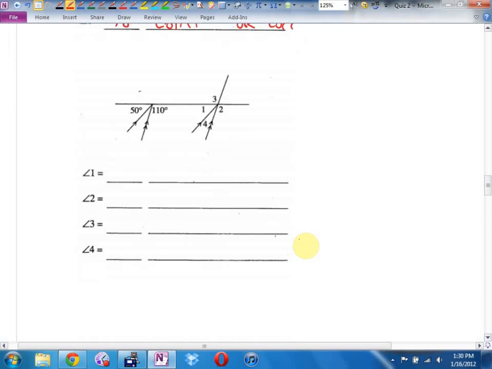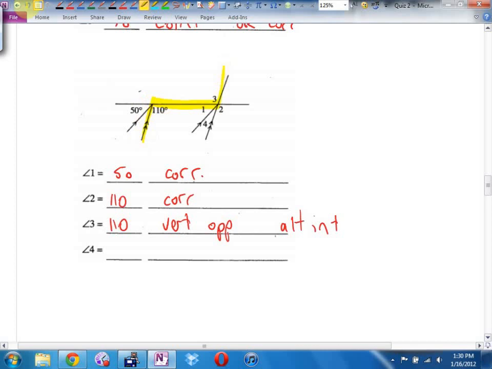Angle 1. 50. Corresponding. Angle 2. 110. Corresponding. Those two go together. Those two go together. Angle 3. Angle 2 and angle 3 are the same size. Vertically opposite. Or you could go Alt-Int because there is a Z. There is a Z right there too on its side, but I saw vertically opposite first.